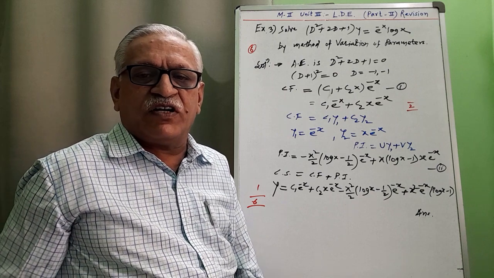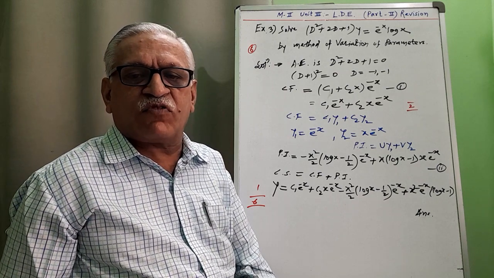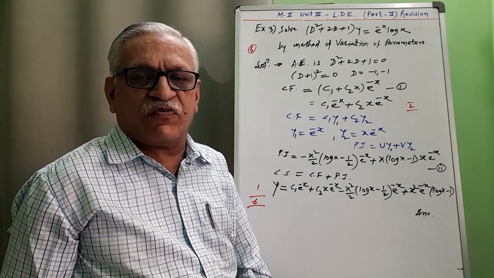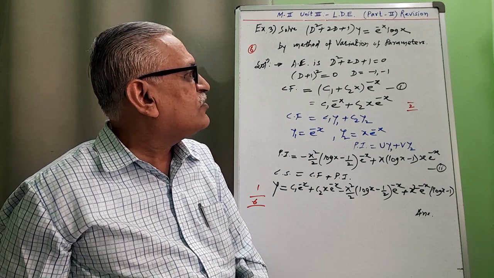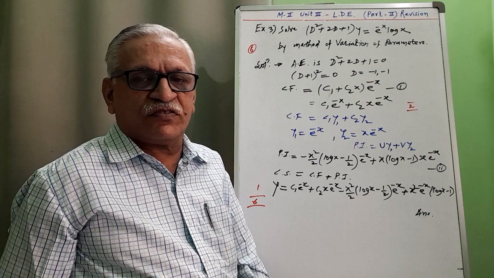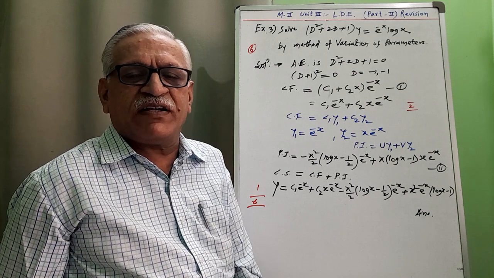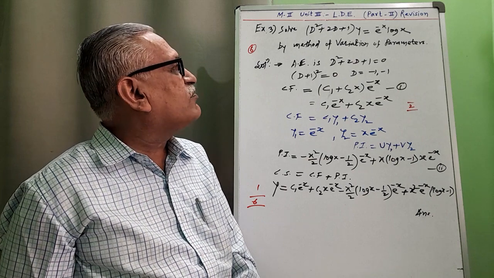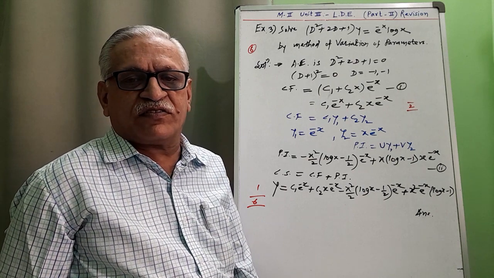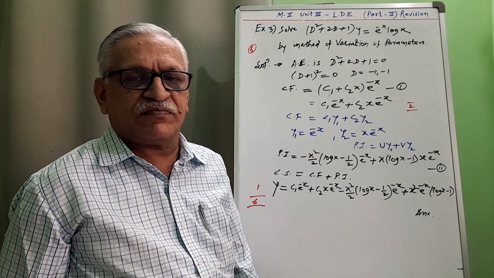In this video, I have discussed 3 different problems: 2 problems on method of variation of parameter and 1 problem on Coeff's form. In my next video, I will discuss the problems on unit number 4, Fourier series, part 1.